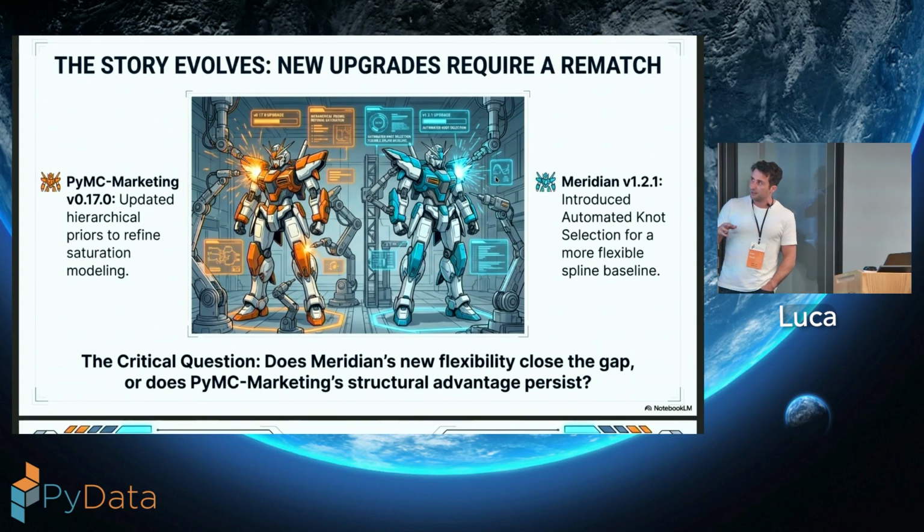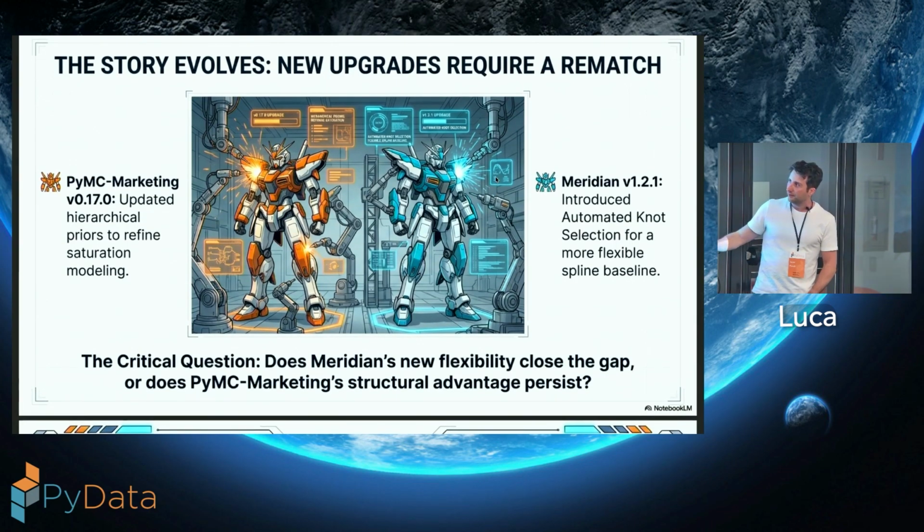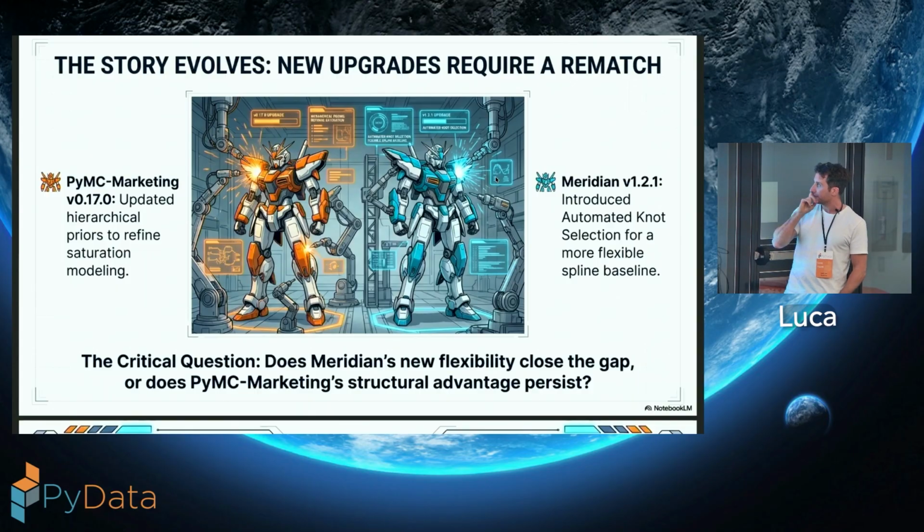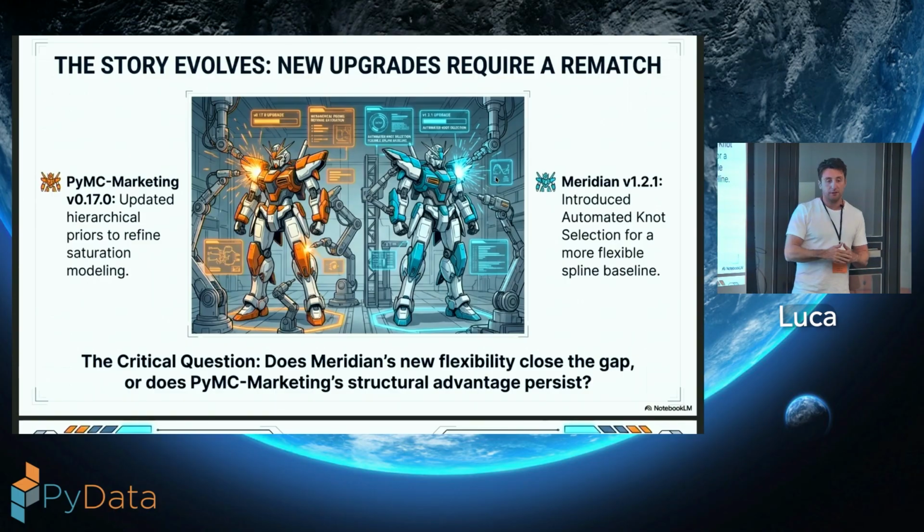Now, since these came out, the two versions have updated, and one of the reasons why Meridian was creating that systematic autocorrelation error was that they used different ways of modeling seasonality. So in PyMC-Marketing, you have this concept of Fourier time series, where basically you decompose seasonality as a recurrent pattern that's modeled with Fourier modes. So it's basically a sum of sine and cosine waves. While in Meridian, you use splines.